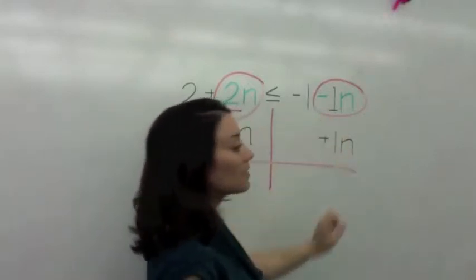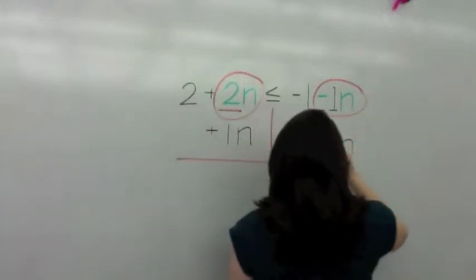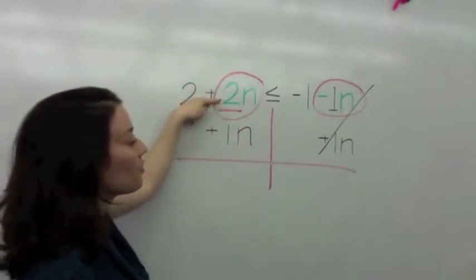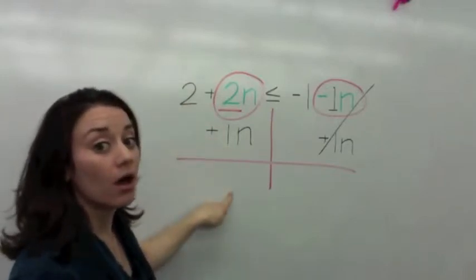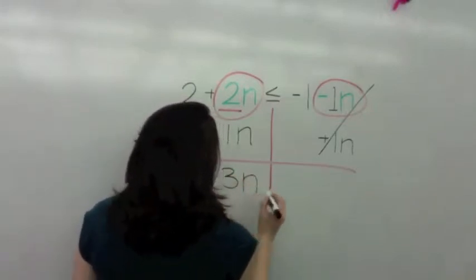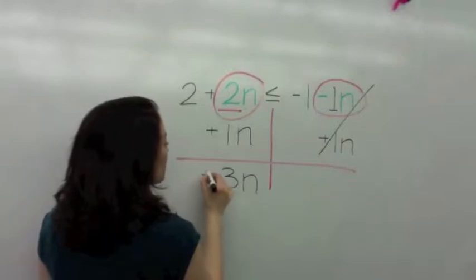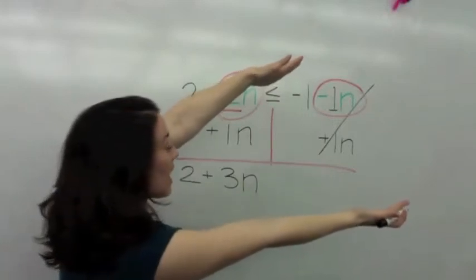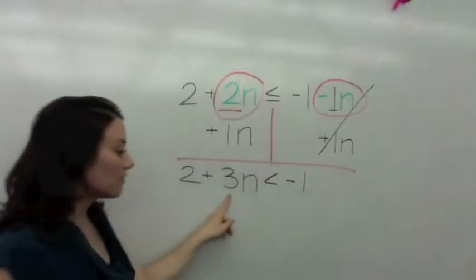What is negative 1n and positive 1n? Negative 1n and positive 1n make 0. Good job. Now work with the terms here. 2n and 1n. If I have 2n and I add one more n, how many n's do I have now? 3n. That's exactly correct. So now that you have combined like terms and now you have 3n, you can bring down the numbers. So this is a positive 3n. You have 2. The inequality is less than to the left. It's less than negative 1. Now you can solve this inequality.